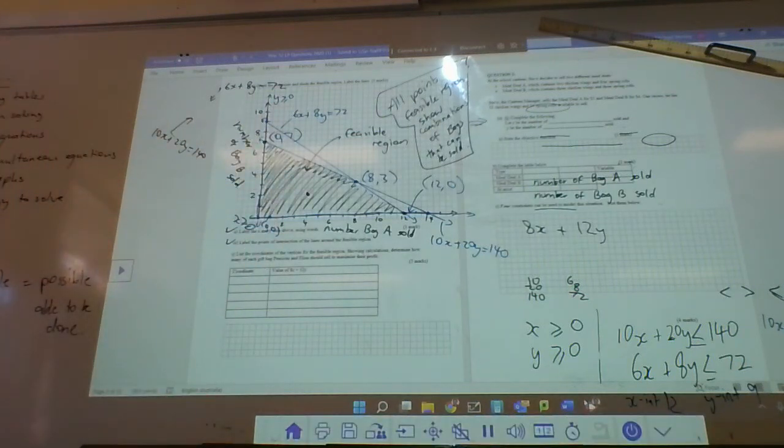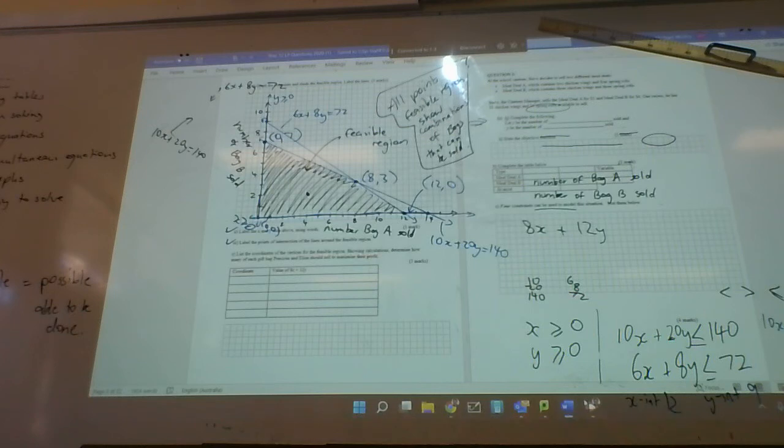I'm going to tell you this. Mathematicians have looked at lots of these types of problems, and they noticed a pattern. The pattern was that the minimum or the maximum result always occurs at a certain spot on the feasible region. It always occurs at a certain spot on the feasible region.